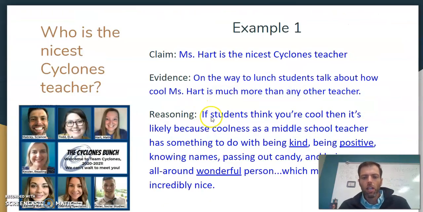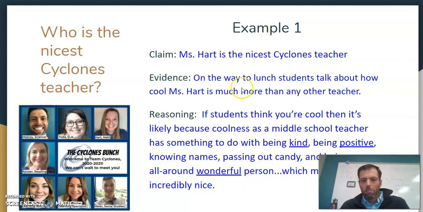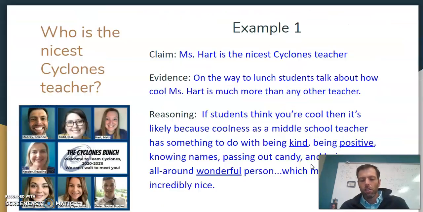Now my reasoning: If students think you're cool, then it's likely because coolness as a middle school teacher has something to do with being kind and positive, knowing names, passing out candy, and being an all-around wonderful person, which means you're incredibly nice. So this is where I tried to connect my evidence back to my claim, and I underlined these words because I will often tell you which vocab words you need to underline, so I'm pretending that these were my vocab words I needed.